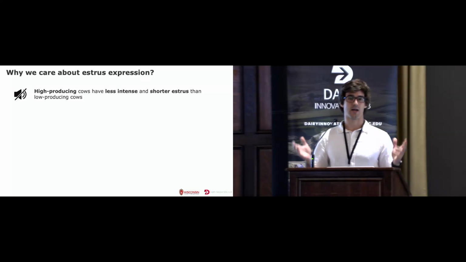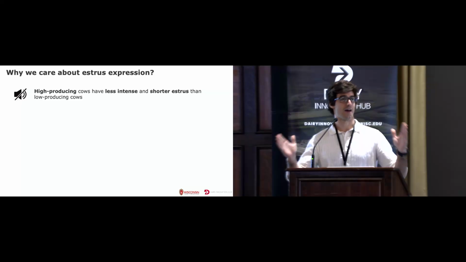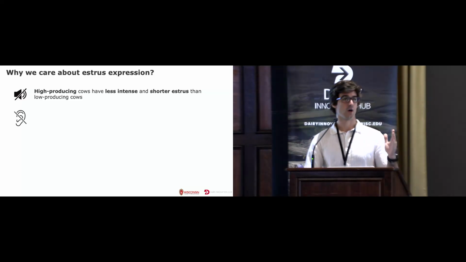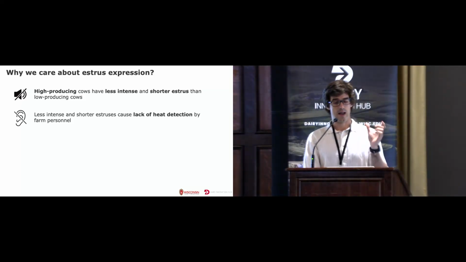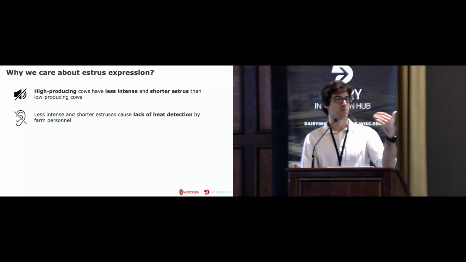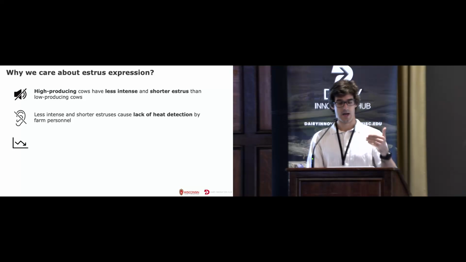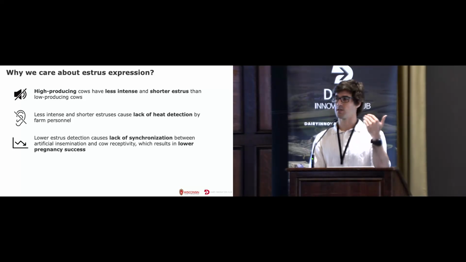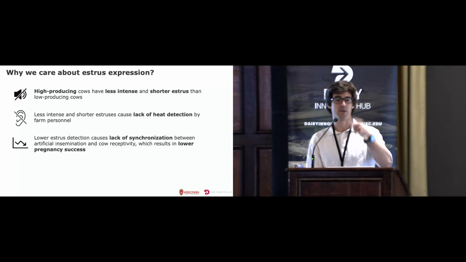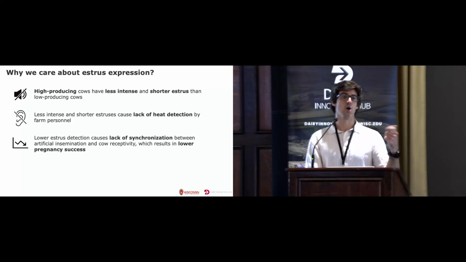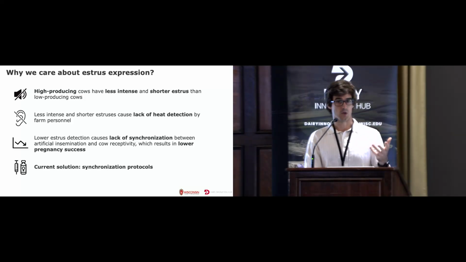We know that high-producing cows have shorter and less intense estruses. These shorter and less intense estruses make heat detection more challenging for farm personnel. And the lower estrus detection on the farm causes a lack of synchronization between the artificial insemination and the cow receptivity, which results in lower pregnancy rates. The current solution is synchronization protocols, and they work really great.